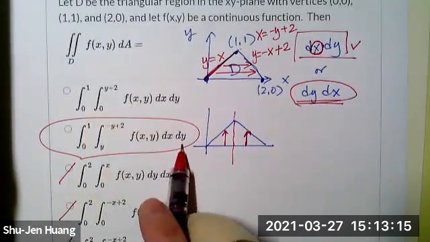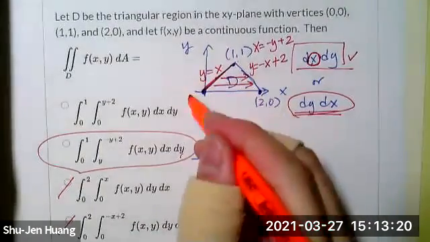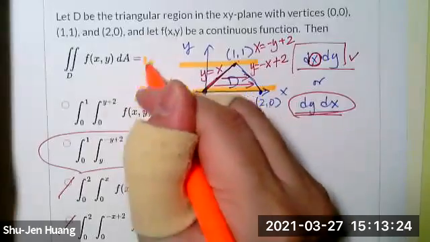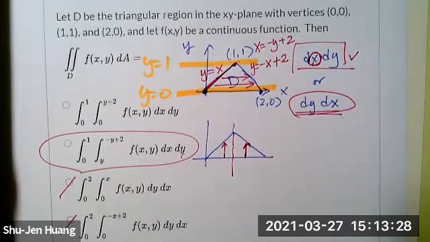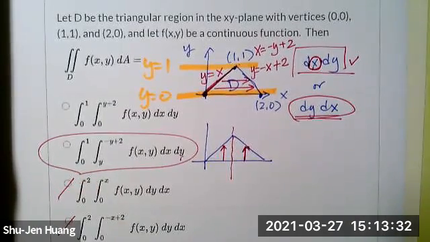And the bounds for y, you can see, are between two horizontal lines. This is y equals 0, this is y equals 1. So that's the bounds for the outer integral. So this is question number 4. Is that good?